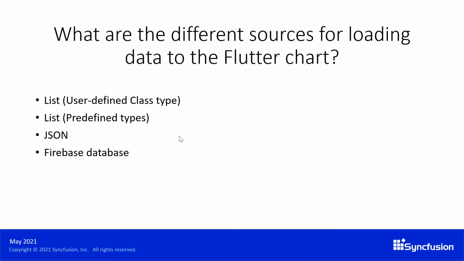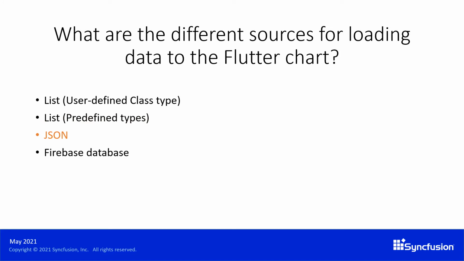Next, let me explain how to bind the data to the chart and what are the various sources for loading data. There are many sources available for binding data, but let's see the important and widely used sources in this webinar. First, let me show how to bind the class type list data to the chart. This is the most common and simple data binding method. Next, let's see how to bind data from predefined type list to the chart. The list type can be int, double, string or datetime, etc.